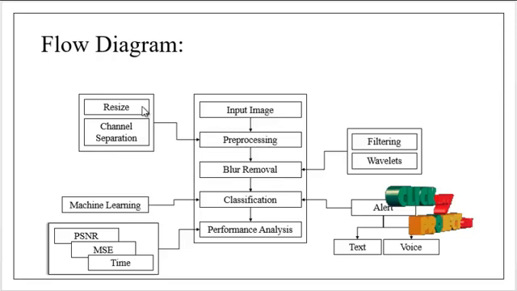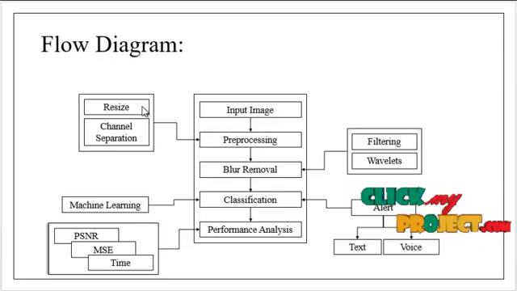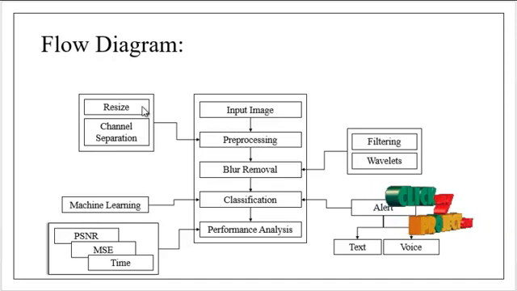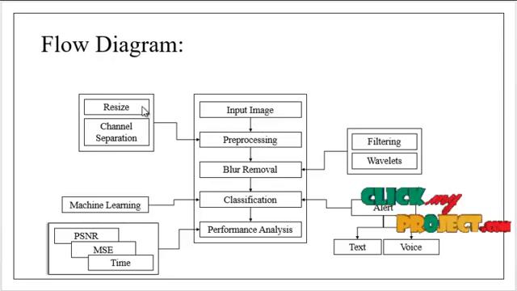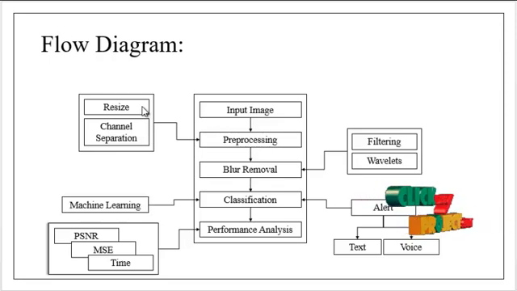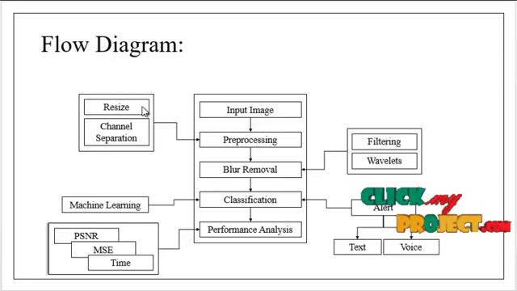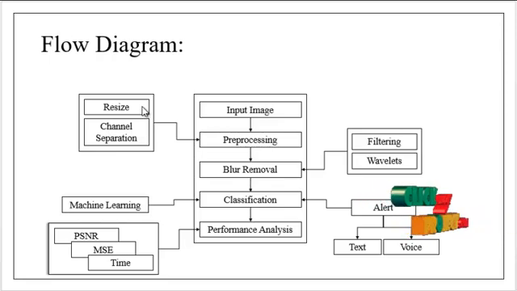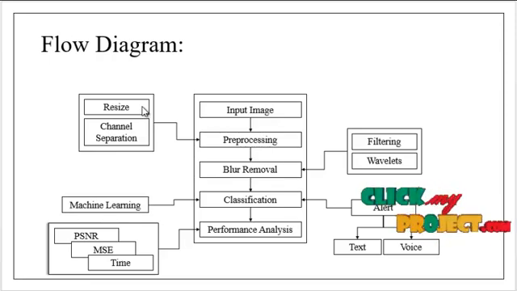Then we have to add the blur to those images. As already discussed, we have two kinds of blurs: one is motion blur and the other is Gaussian blur. We have to add the motion blur and then the Gaussian blur to the image manually. After that we have to remove the blur by using the filtering and wavelets method. After the blur removal, the blur part will be completely removed.